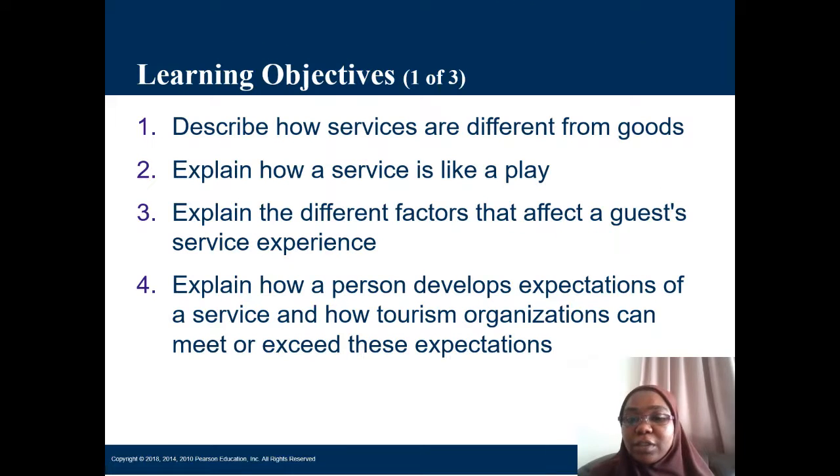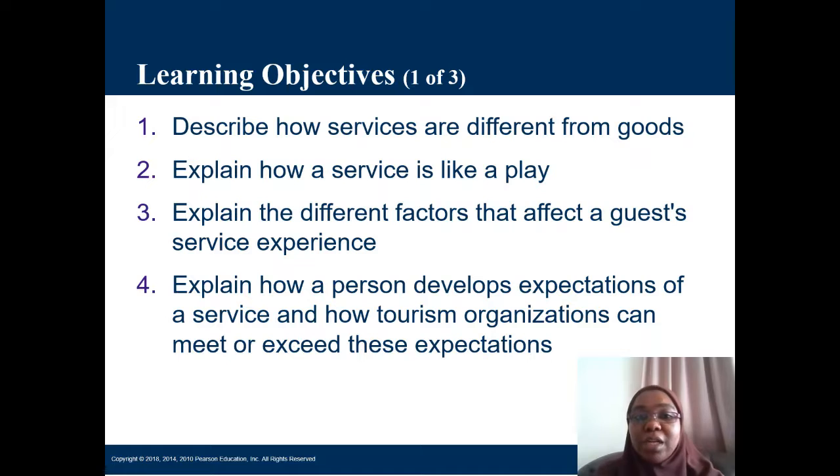The learning objectives are quite many, so I'll just scan through a few. The first is to describe how services are different from goods. We're going to explain how services are actually different from goods. Then we'll move on further. I'll skip 2 and then we'll go to 3. We'll explain the different factors that affect a guest service experience. What are those factors that affect guest service experience?